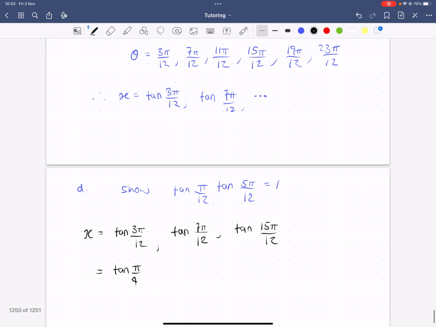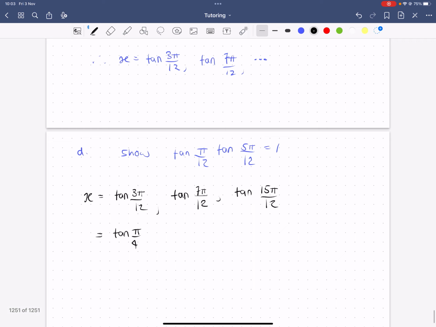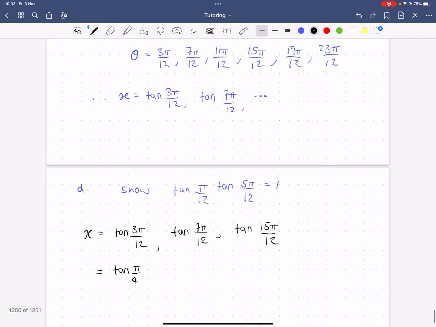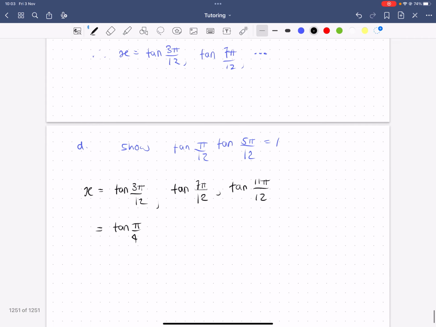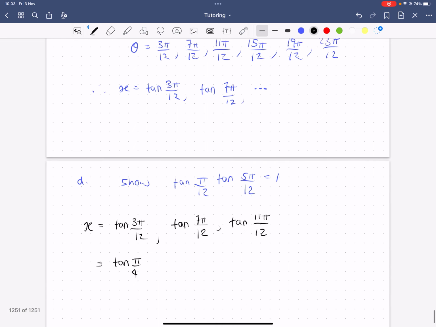So we're going to have a look at some of our solutions here. I missed one actually, excuse me. We've got tan of 11 pi on 12. All right, so those are our first three solutions there. Now, let's write out the next one as well, tan of 19 pi on 12.